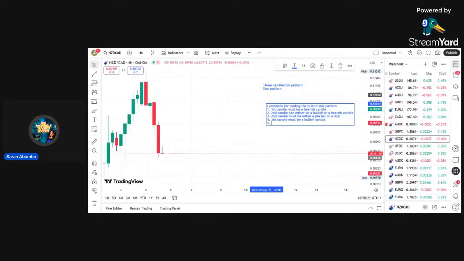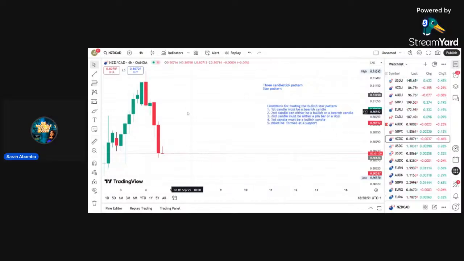Now it must be formed at a support. Now this one is standard, so the conditions are not burdensome. First candle, bearish candle. Second candle can either be bullish or bearish, but must either be a pin bar or a doji. While your third candle must be a bullish candle and it must be formed at a support. Simple. Now let's look for the star pattern.